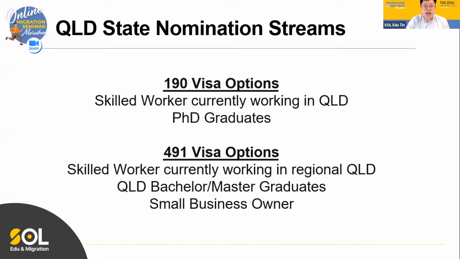Okay, so if you would like to apply for the 190 visa, you have 2 options. The first one is the skilled worker stream, currently working in Queensland. And the other option is for PhD graduates. If you don't mind living and working in regional Queensland, then you can consider the 491 visa options. If you are a skilled worker currently working in regional Queensland, or an excellent Bachelor or Master graduate, or if you are operating your small business in regional Queensland.